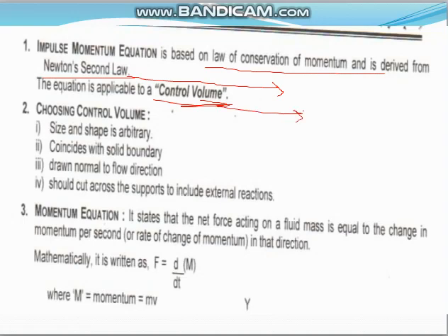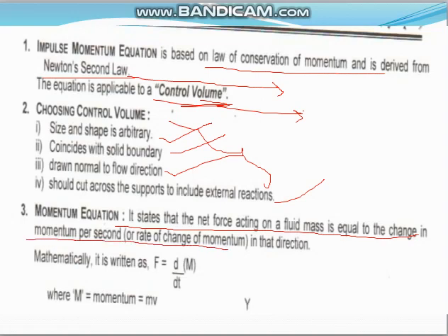So while choosing a control volume, these are the things we need to consider. Size and shape is arbitrary, it coincides with a solid boundary, is drawn normal to the flow direction, and should cut across the supports to include external reaction. Okay. So coming to the momentum equation, it states that the net force acting on a fluid mass is equal to the change in momentum per second.